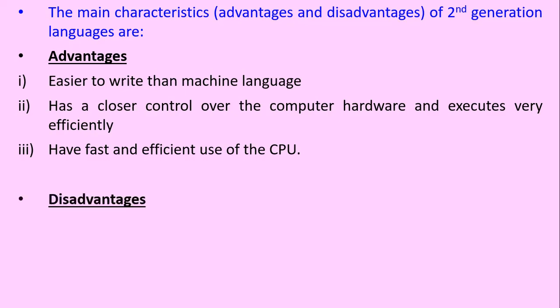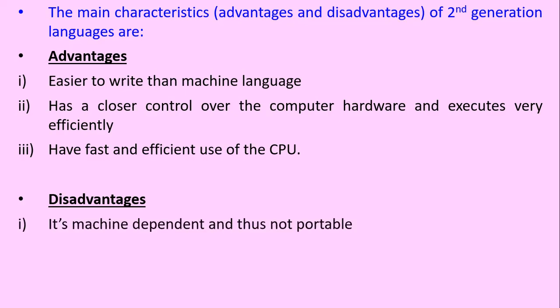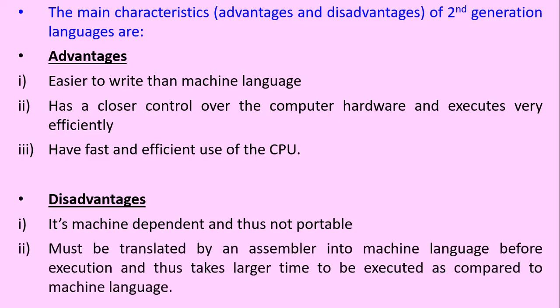However, the second generation programming languages also have certain disadvantages, which include, number one, it's machine dependent and therefore not portable. Secondly, a program that is coded using second generation language must be translated by an assembler into machine language first before execution, and therefore it takes longer to be executed as compared to first generation languages, which we have referred to as the machine language.